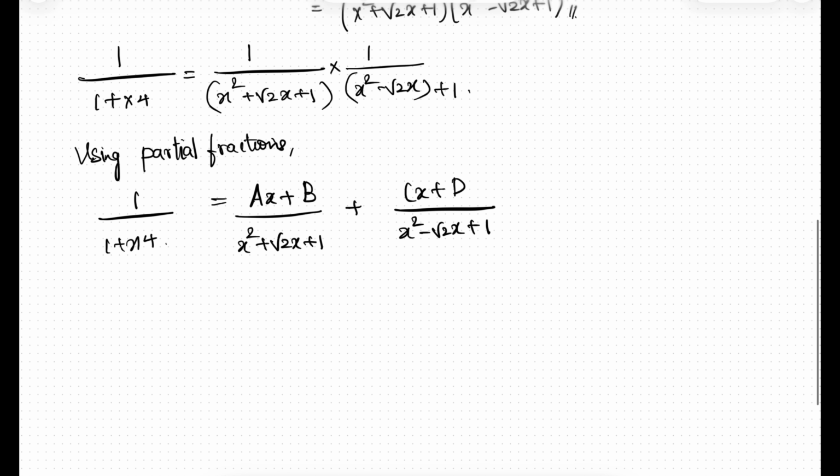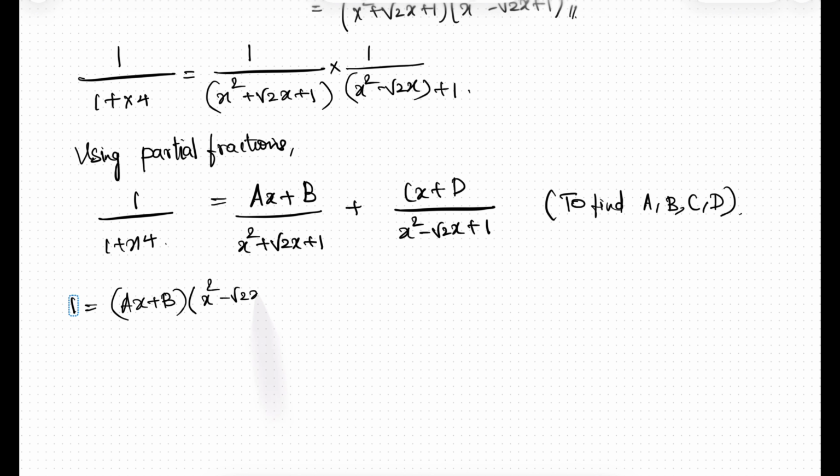So now the problem is to find my a, b, c and d. So 1 equals ax plus b times x square minus root 2x plus 1, plus cx plus d into x square plus root 2x plus 1.